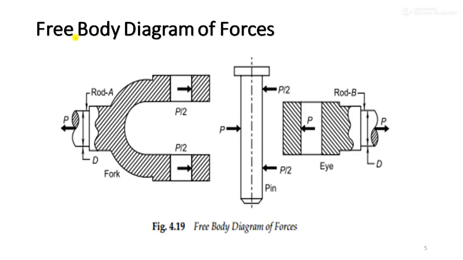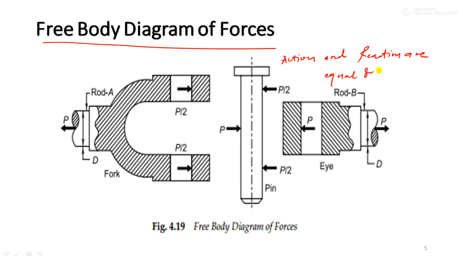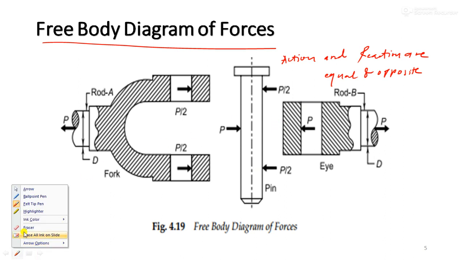Now first of all let us understand the free body diagram of the forces, because it is very important to understand the free body diagram, that is the forces acting on this knuckle joint under the loading condition. Basically this free body diagram is constructed using the principle that action and reaction are equal and opposite. Now let us understand how the forces are determined by using this principle.